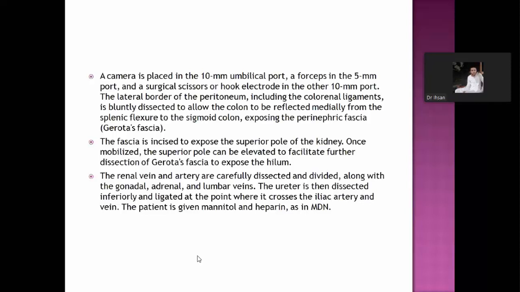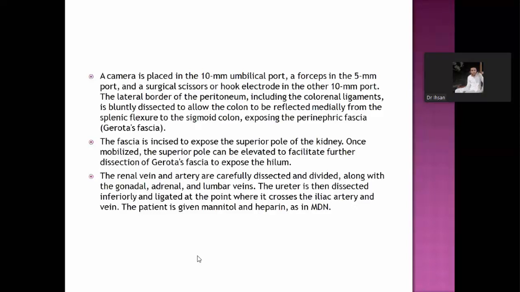The fascia is incised to expose the superior pole of the kidney. Once mobilized, the superior pole can be elevated and facilitate further dissection of Gerota fascia to expose the hilum. The renal vein and artery are carefully dissected and divided, along with the gonadal, adrenal, and lumbar veins. The ureter is then dissected inferiorly and ligated at the point where it crosses the iliac artery and vein.